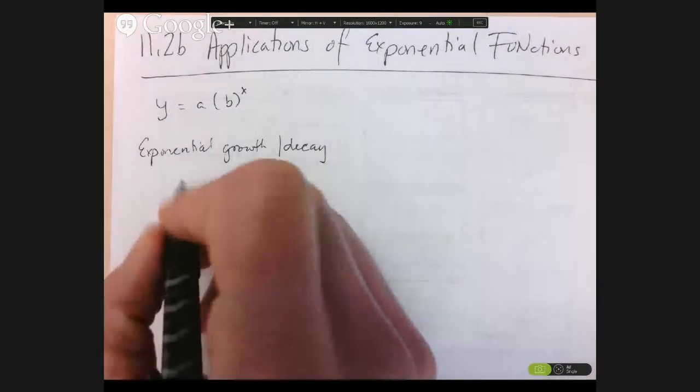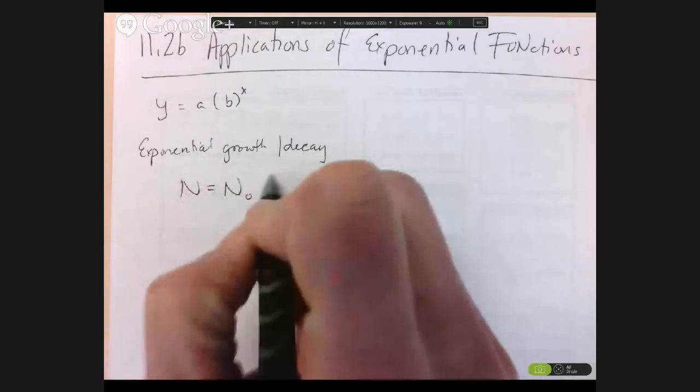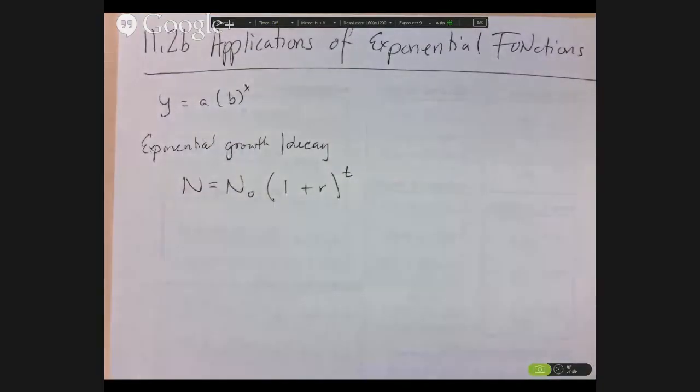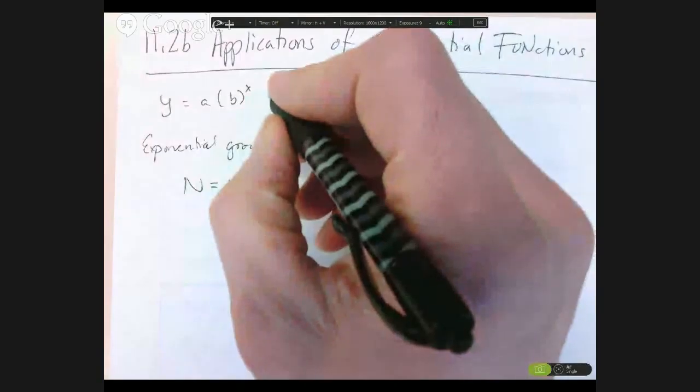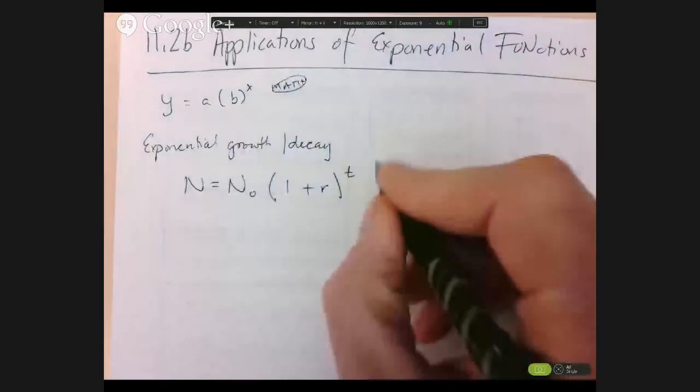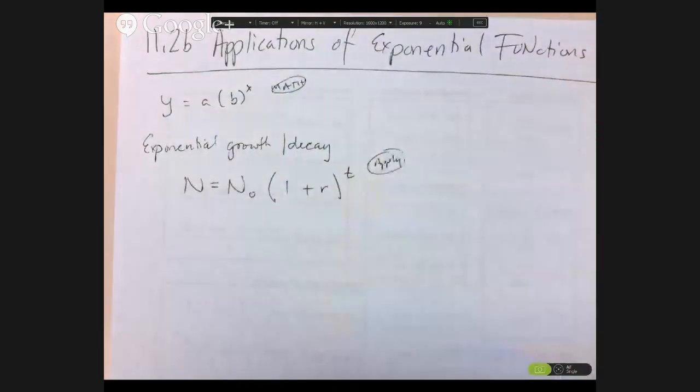Here's the formula. So basically, you just plug things into it. It's the same as y equals a times b to the x. We just expand it to consider a field of science or population or something. It's just a different application. Okay. So this would be your strictly math theory. This would be your apply it to something.